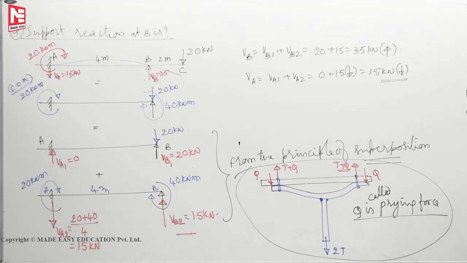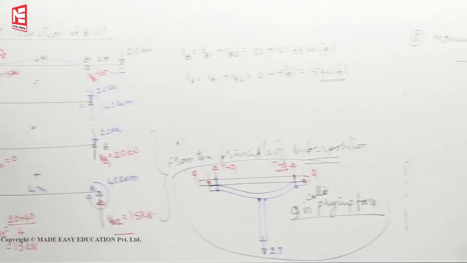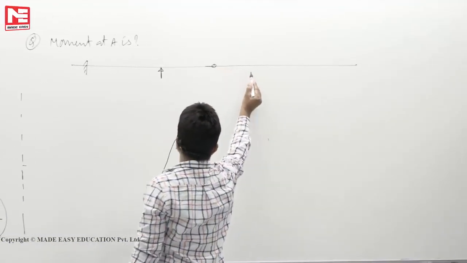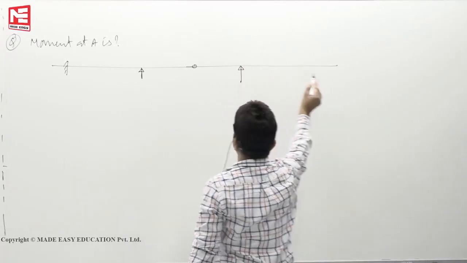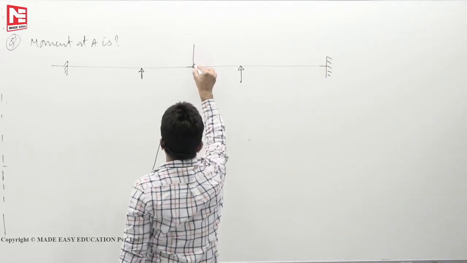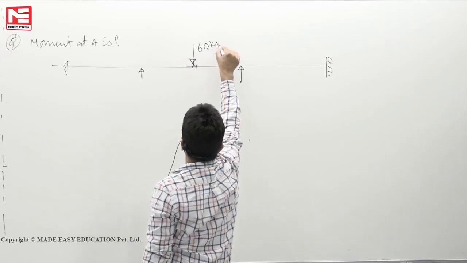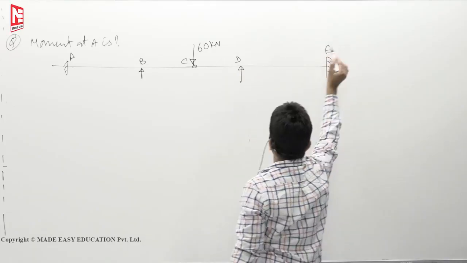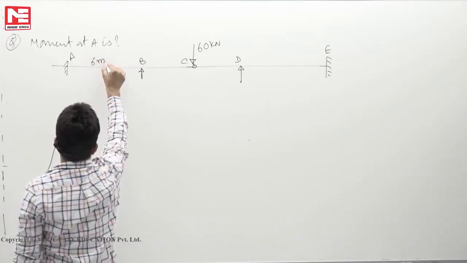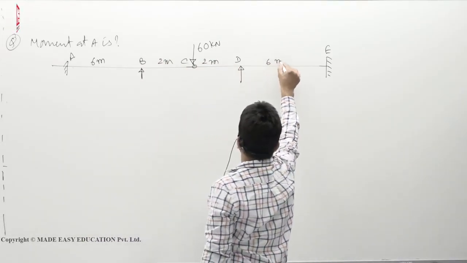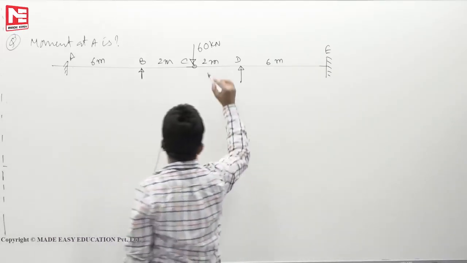Now we will take one floating hinge problem. Here it is subjected to a symmetrical loading of, say, 60 kilonewton. Let us name the points A, B, C, D, E. Then this is, say, 6 meters. You can take 2 meters, 2 meters, 6 meters. This is the floating hinge.